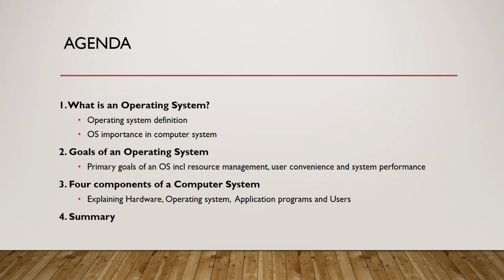So what's on our agenda today? Number one, we will give a definition of operating system, the importance of operating system in computer systems, the goals of an operating system, which includes resource management, user convenience, and system performance. And we will also study the main four components of a computer system, which explains hardware, operating system, application programs, and users. And finally, we will conclude our tutorial.